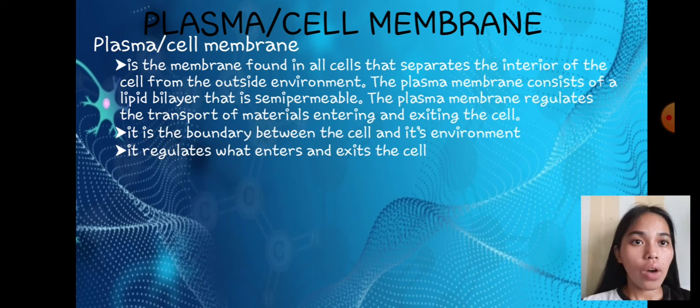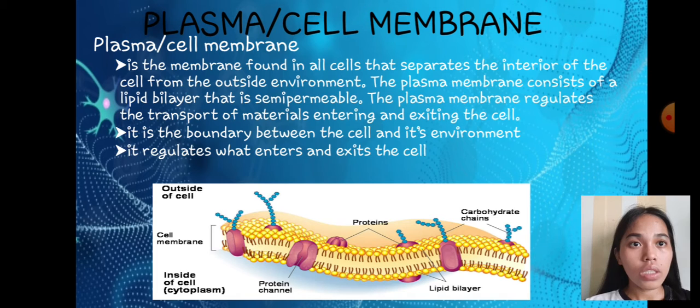Next is the plasma membrane or cell membrane. It is the membrane found in the cell that separates the interior of the cell from the outside environment. The plasma membrane consists of a semi-permeable lipid layer. The plasma membrane regulates the transport of materials entering and exiting the cell. It is the boundary between the cell and its environment. This is an example of the cell membrane or plasma membrane. There is the inside of the cell, cytoplasm, protein channel, lipid layer, carbohydrate chains, and proteins.